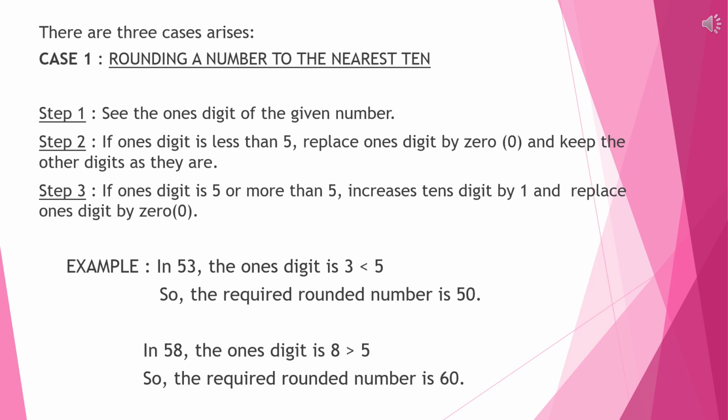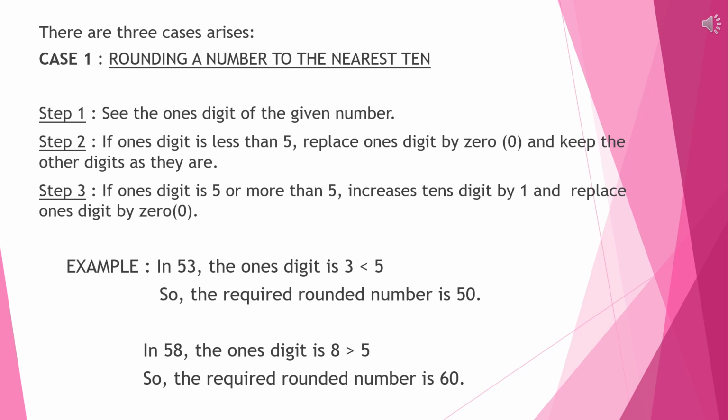In example 1, we have to round off the number 53. In 53, according to the Indian number system, the ones digit is 3 and the tens digit is 5. That means the ones digit, which is 3, is less than 5. So we have to follow step 2. According to step 2, replace the ones digit, that is 3, by 0 and keep the other digit, that is 5, as it is. So the required rounded number is 50.